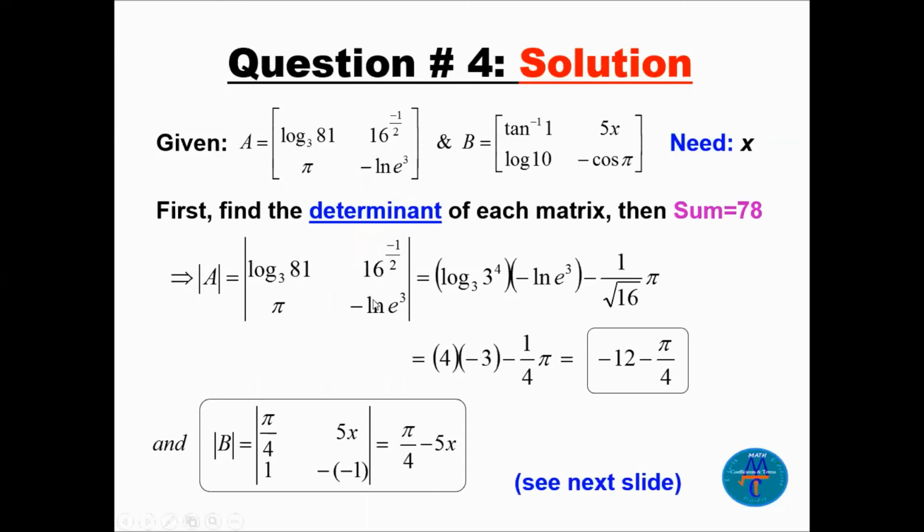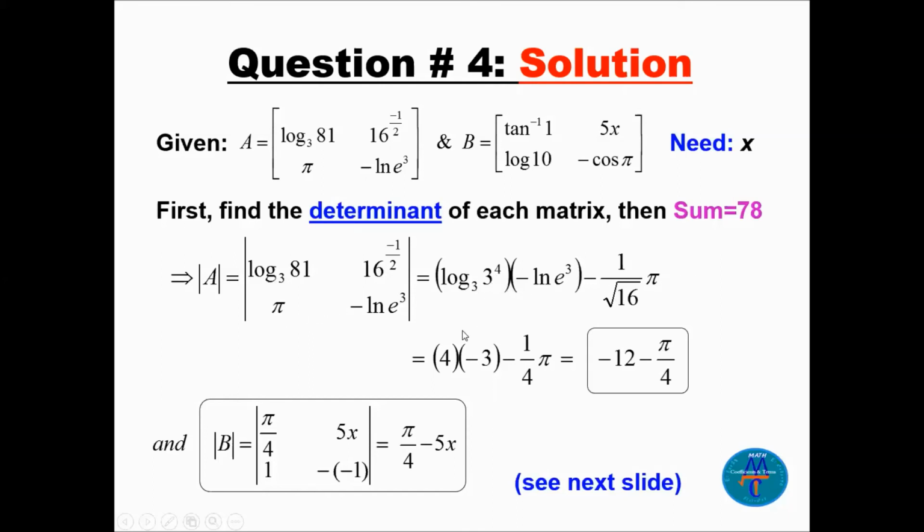First, find the determinant of each matrix. After you find the determinants, the sum is equal to 78: the determinant of A plus the determinant of B. Now, determinant of A, 2 by 2. Multiply the main diagonal. This is 81, 3 to the power 4. Multiply that by minus ln of e cubed. Minus this one, 16 to the power minus half, 1 over square root of 16, multiplied by pi.